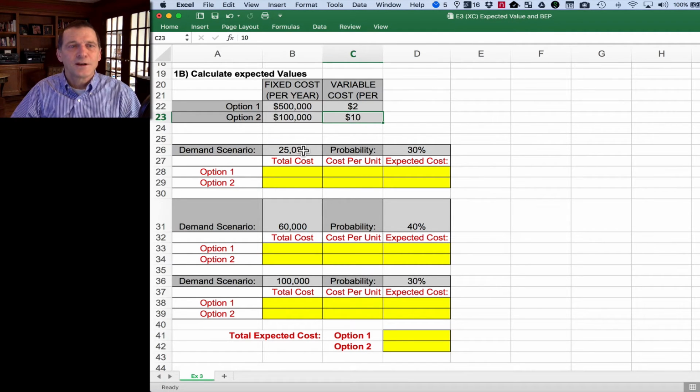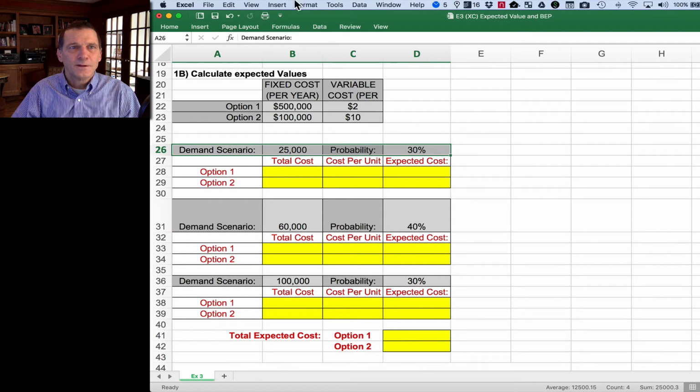We have 3 different scenarios that we've come up with, talking with marketing and the executive team and really brainstorming this. We think it could be anywhere from 25,000 to 100,000 pieces that we need per year off this capacity. So very large differences: 25,000, or 4 times that, 100,000, and something in the middle. And our probabilities of those 3 different demand scenarios are 30%.